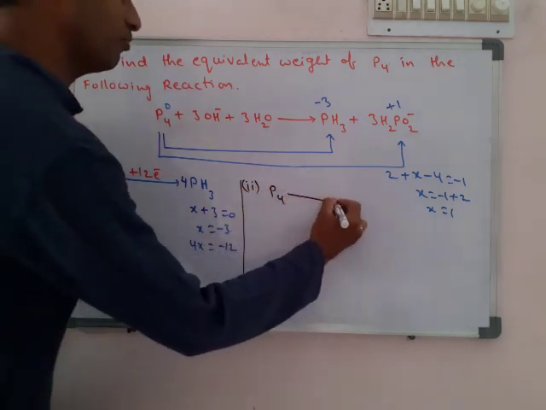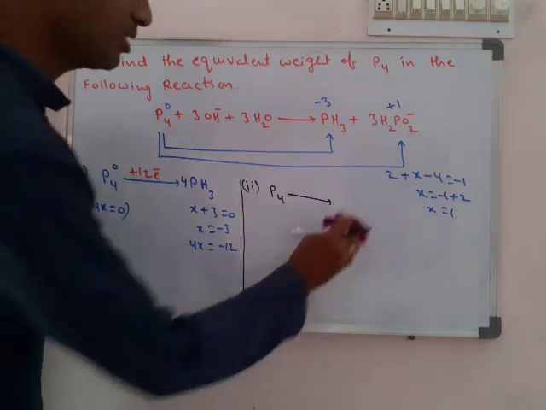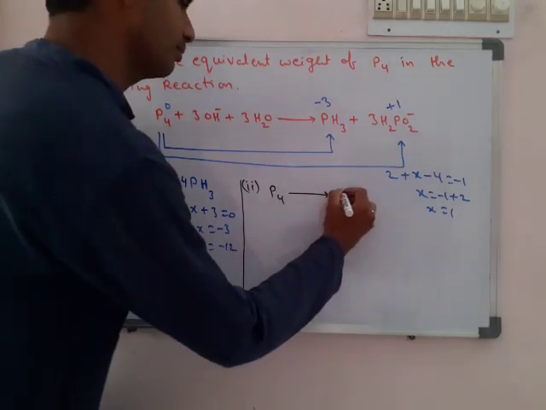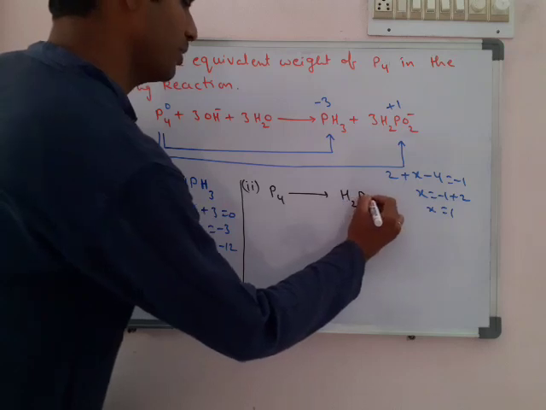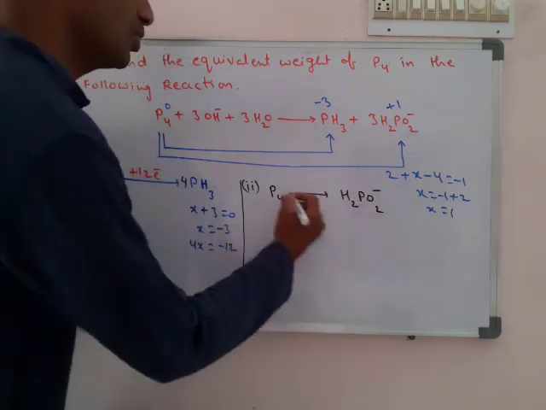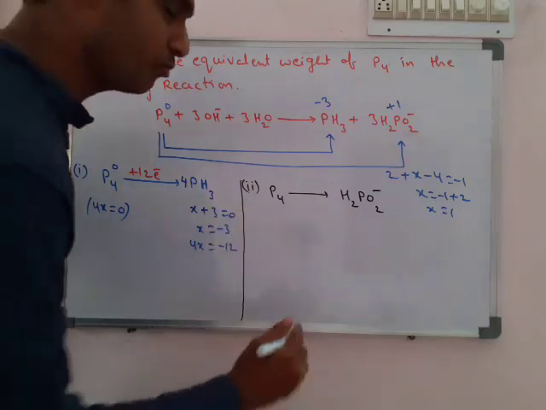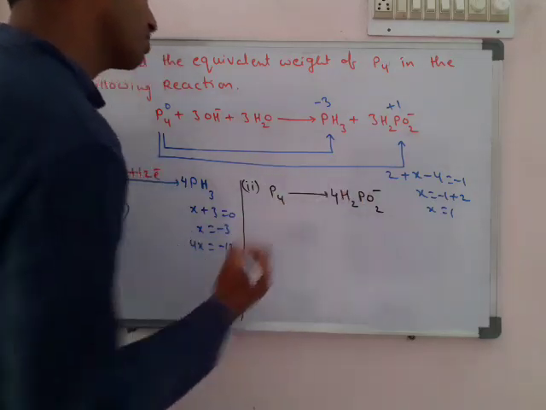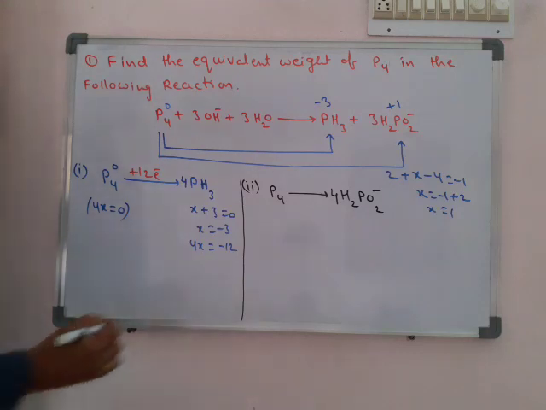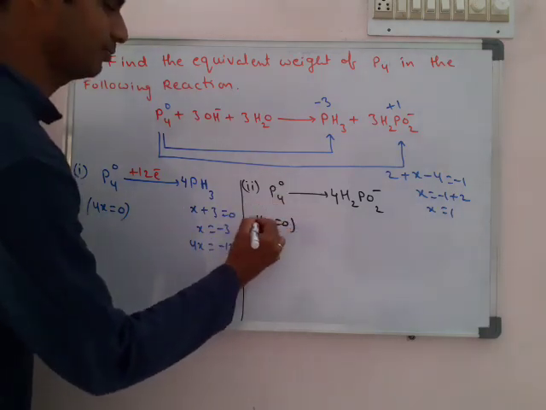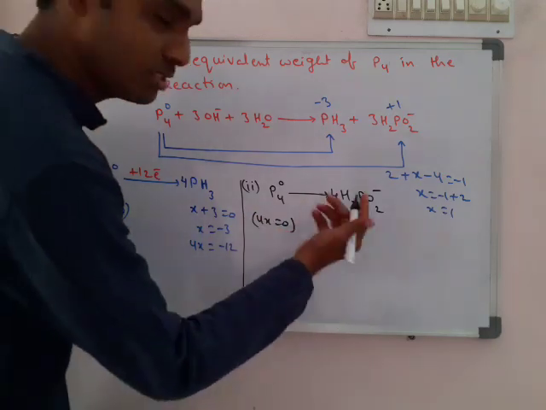P4 to what is the change in the compound? P4 etla change ayindilo. H2PO2 minus. So again balance. So అందులో ఉన్న balance overall reaction వదిలేదు, మన individual compound check చేస్తున్నాం. So 4H2PO2 minus. Here 0 again 4x equal 0. So ఇక్కడ కూడా x find out చేసి దాన్ని 4x చేద్దాం.